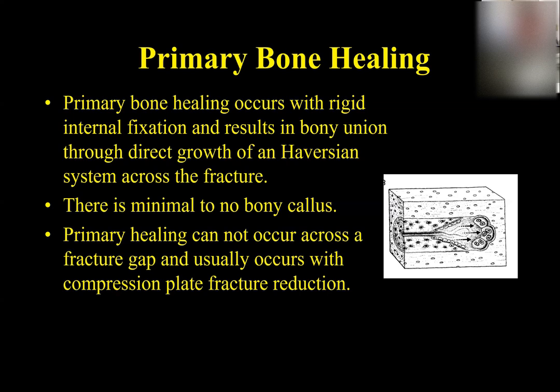And primary bone healing can only occur with certain parameters that are intact. And the main one is that there can't be a gap between the fracture fragments. They have to be touching each other and they have to be rigidly fixed. So they can't be moving at all. If I have two fracture fragments like this, they have to be touching each other for primary bone healing. If they're like this, it's never going to happen. You might get secondary bone healing, which we're going to talk about in a minute, but never primary.